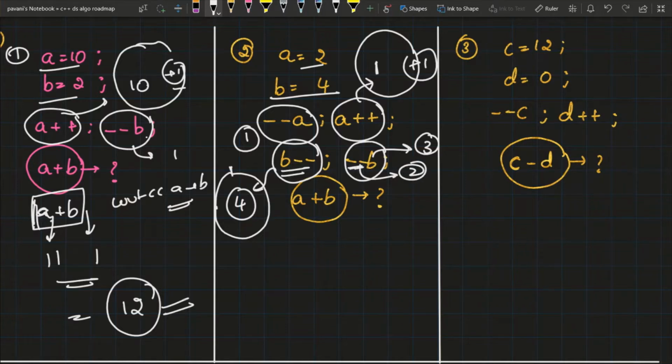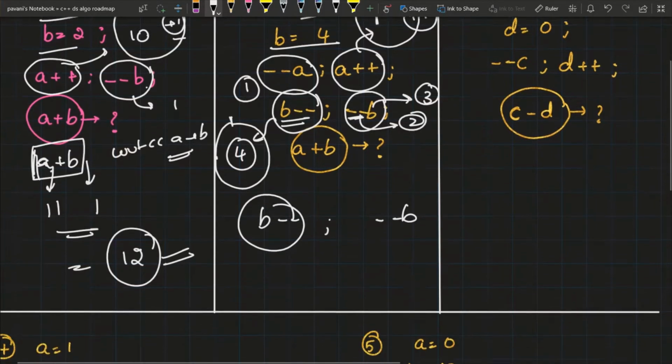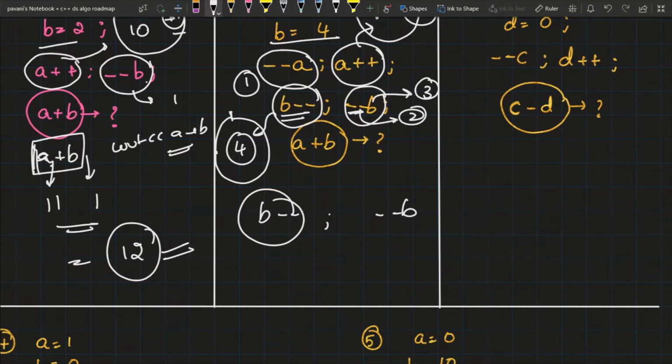Did you get that? See, I'll explain it once again. b-- and --b. When b--, this is post-decrement. This means here the value will not be deducted directly. When the compiler sees b again, then the value is deducted because 1 will be hanging around in here. In post-increment or decrement, 1 will be hanging around in here. If it is an increment, when the compiler sees the variable again, it is incremented, or if it is a decrement, when the compiler sees the variable again, it decrements.